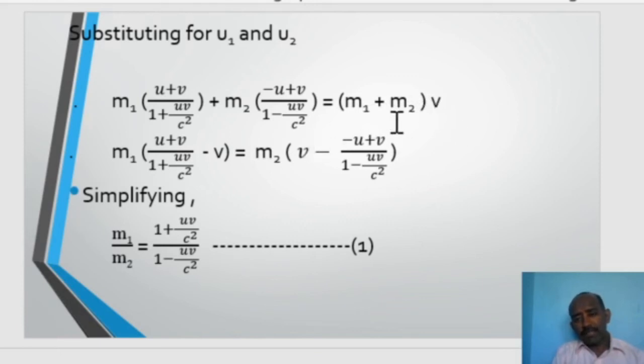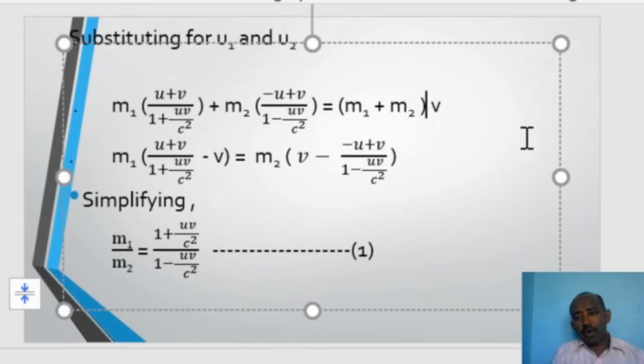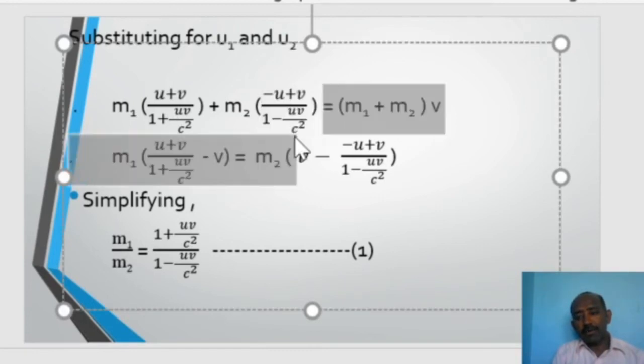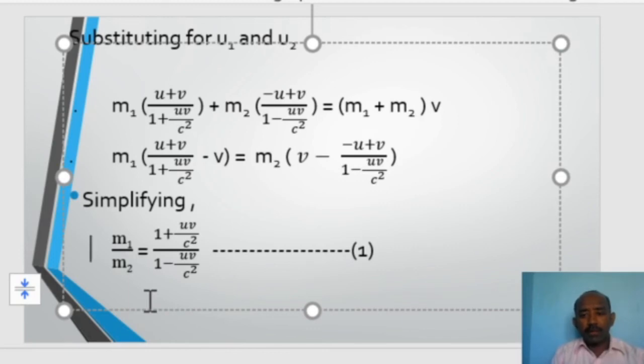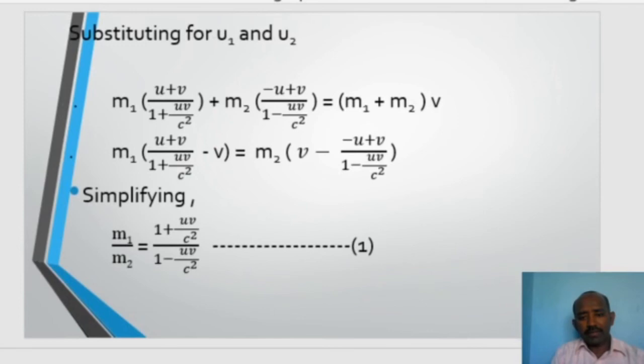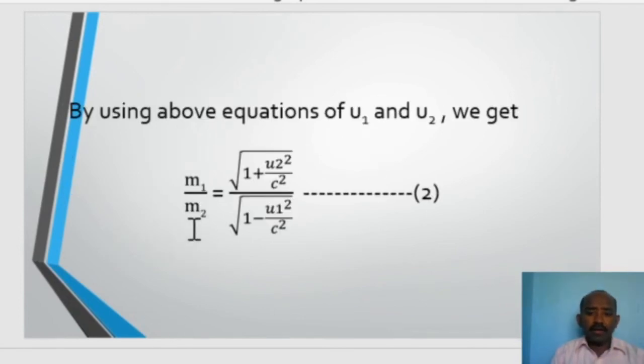After splitting this, we take m1 as common, and this term remains the same, minus, we shift from the right-hand to the left-hand side. We have to do the simplification here. So m1 by m2 can be written as (1 plus uv by c square) by (1 minus uv by c square). Here the numerator term vanishes and only the denominator term remains, and that expression we take as 1.